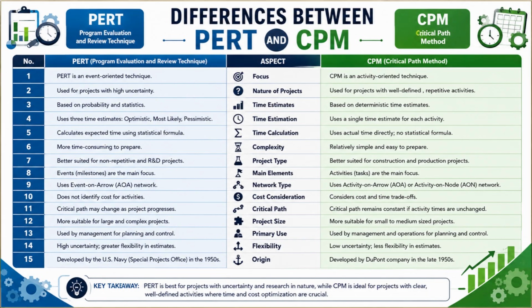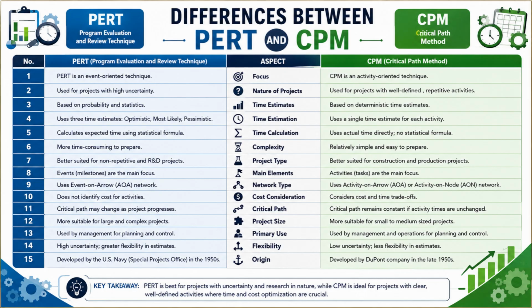Number 1. PERT is an event-oriented technique, whereas CPM is an activity-oriented technique. Number 2. PERT is mainly used for projects with high uncertainty, whereas CPM is used for projects with well-defined and repetitive activities. Number 3. PERT is based on probability and statistical analysis, whereas CPM is based on deterministic time estimates.